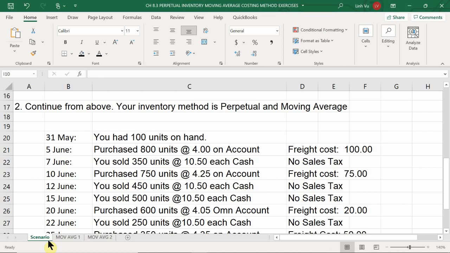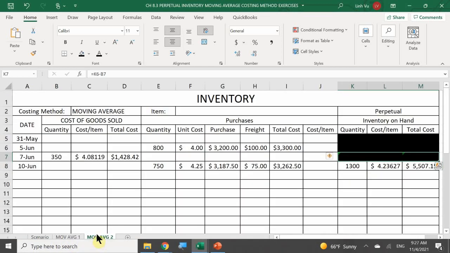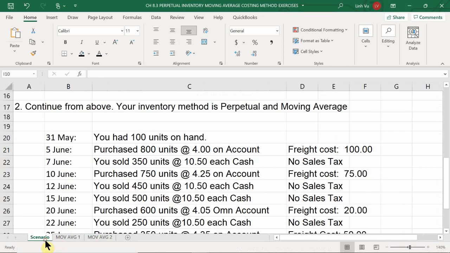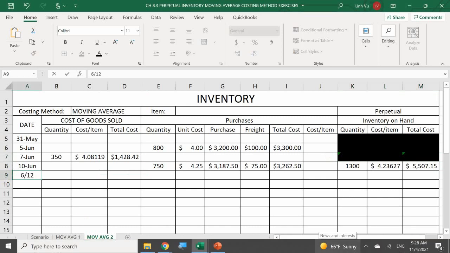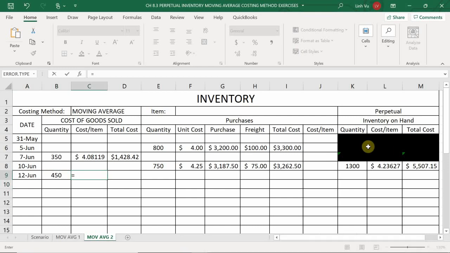So then June 12th rolls around and we sold 450 units at $10.50. Wait, what date was that? June 12th, sold 450 units. Okay.